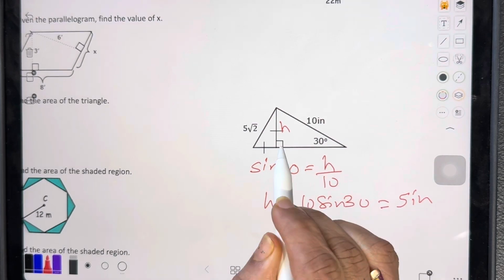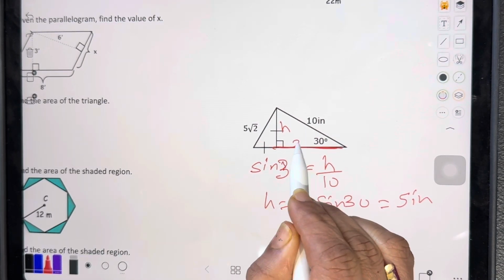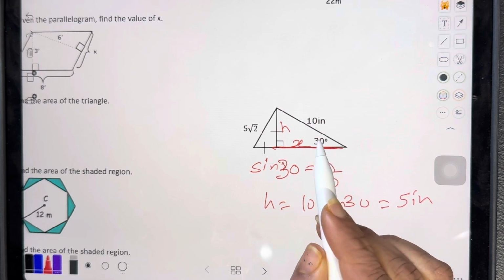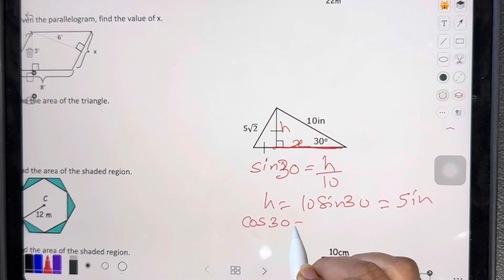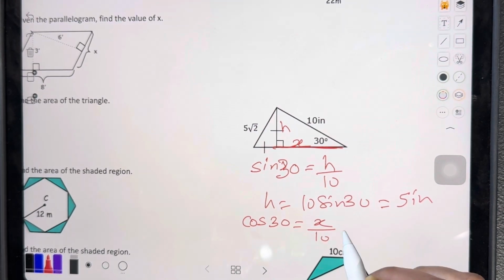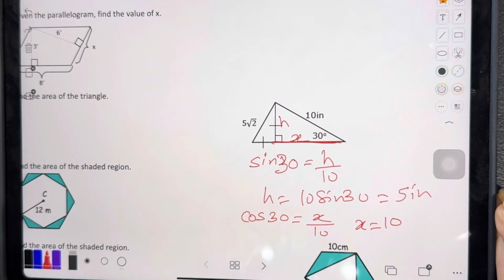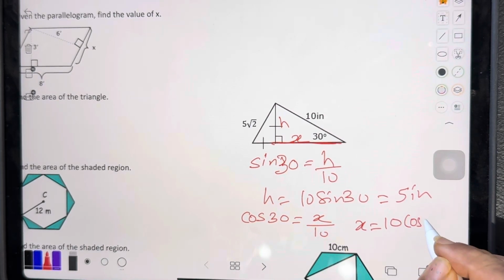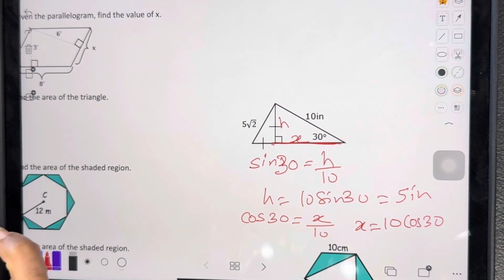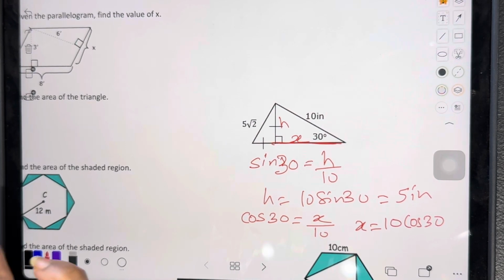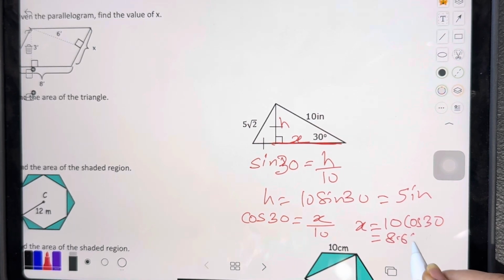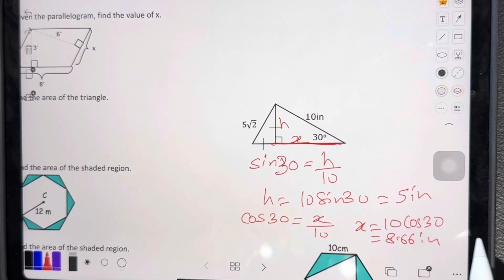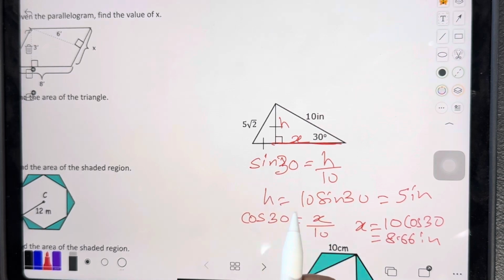And you can use this side. Let me put it as x. How will you find that x? With angle 30, it is cos. So cosine 30 is equal to adjacent over hypotenuse. So x is equal to 10 times, I hope it is visible, 10 times cosine 30. So cosine 30 times 10 is 8.66 inches. So I got x as 8.66 inches.